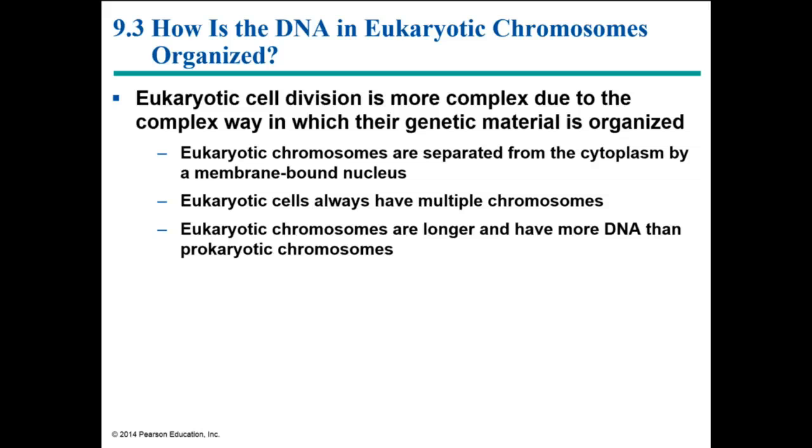Eukaryotic cell division is more complex than prokaryotic cell division due to the complex way in which eukaryotic cells organize their genetic material. In eukaryotic cells, the chromosomes are separated from the cytoplasm by a membrane-bound nucleus. Eukaryotic cells always have multiple chromosomes, and eukaryotic chromosomes are longer and have more DNA than prokaryotic chromosomes. Let's take a closer look at the organization of a eukaryotic chromosome.